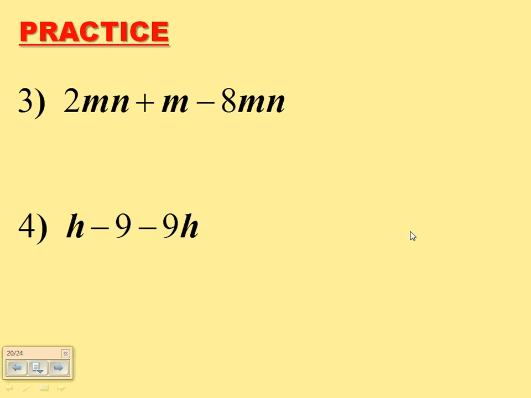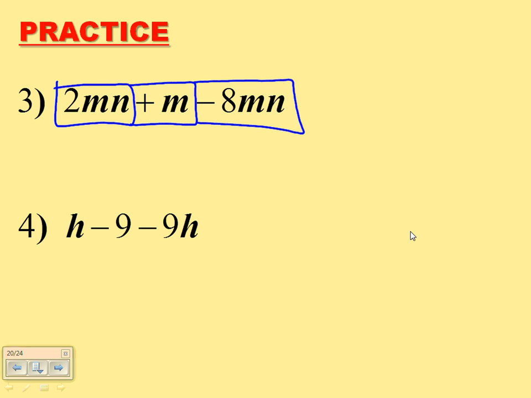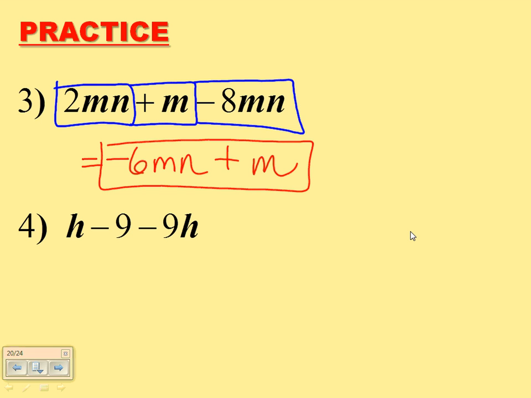All right, for number 3, I'm going to box the terms again. The only two like terms here are 2mn and minus 8mn. So what's 2mn minus 8mn? The answer to that is going to be negative 6mn, and all you're going to do right now is add the m at the end. That's your answer. For number 4, you do the same thing. If you need more time, press pause now.